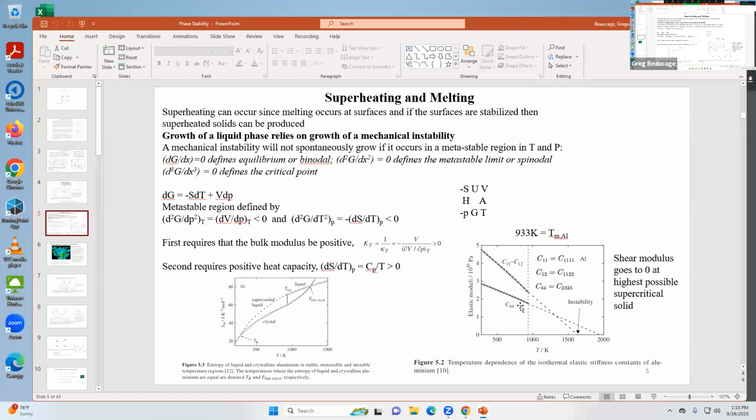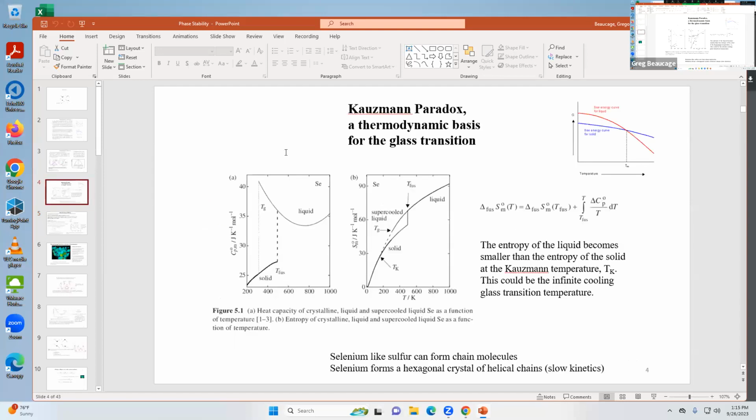That's why they justify this plot. Or you could just say that a solid has to have a modulus. That's another argument you could make. You can make it from the definition of the spinodal, or you can just say it has to have a modulus. But anyway, superheating and supercooling are part of the idea of this chapter, which is supposed to be phase stability.